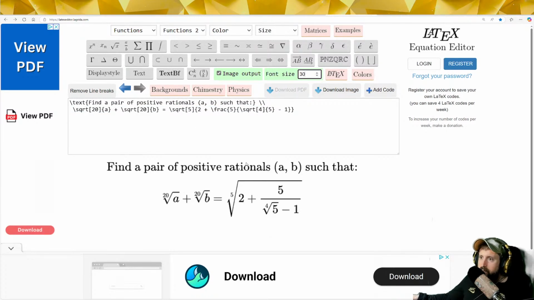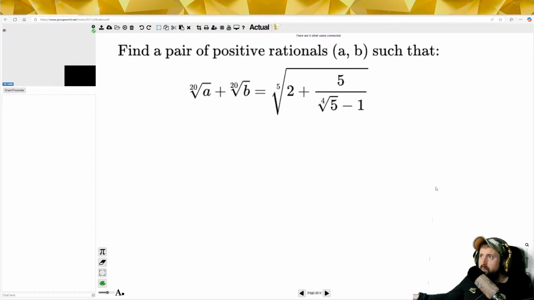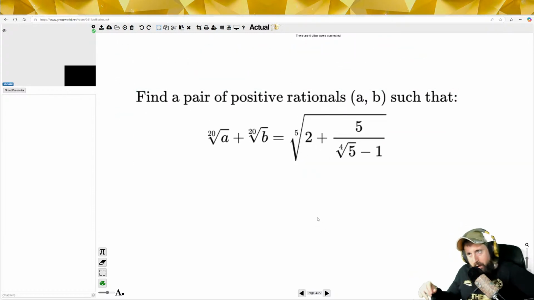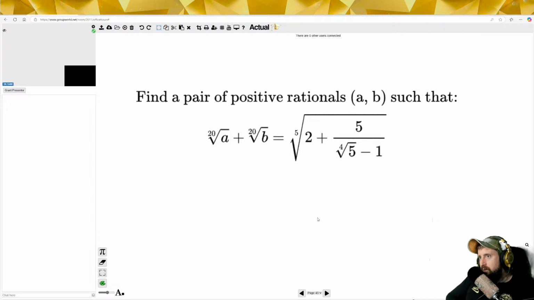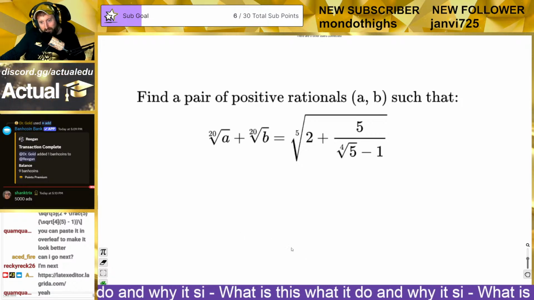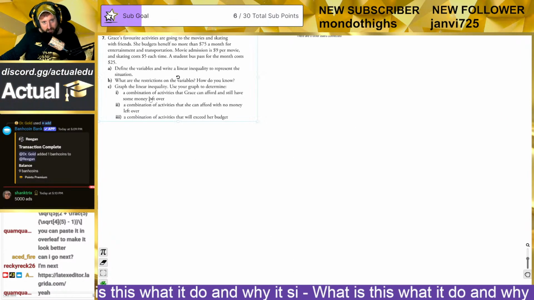Is this the question? I'm going to put this after Reki's, or I'll do Ace as well. Ace hasn't been here, but yeah, that's it. Find a pair of positive rationals such that this is true. Okay. Someone take a screenshot of that if you want to do this on the side while I help out Reki. But here, let's do yours, Reki.